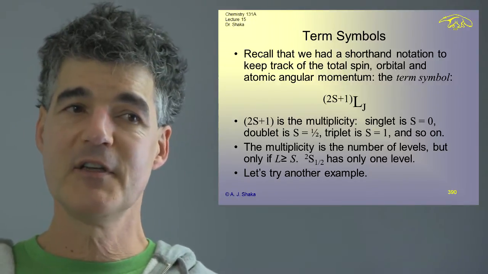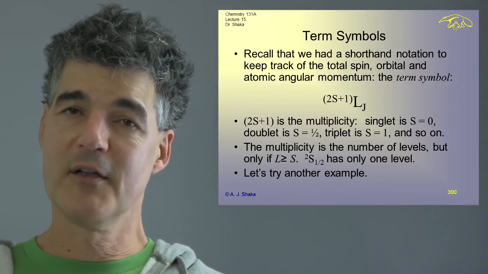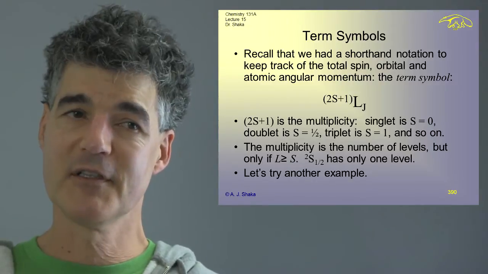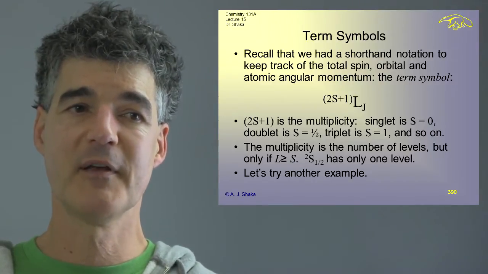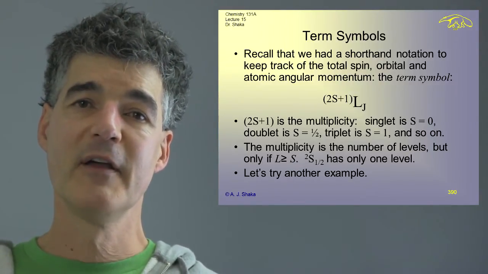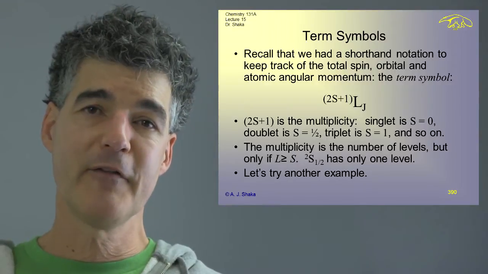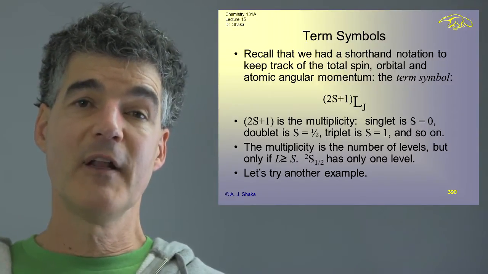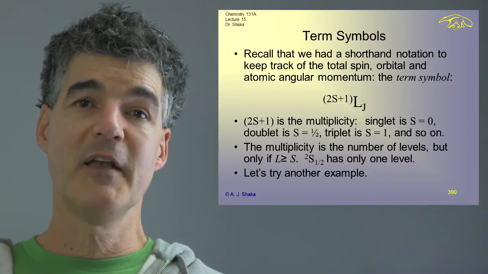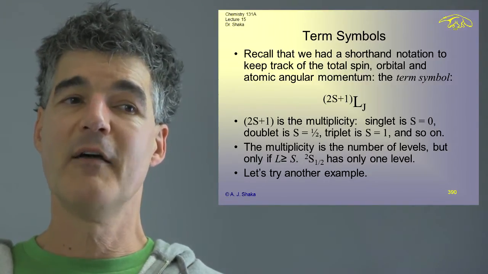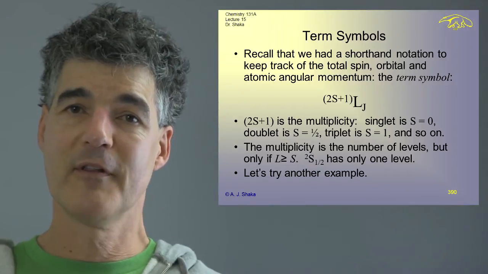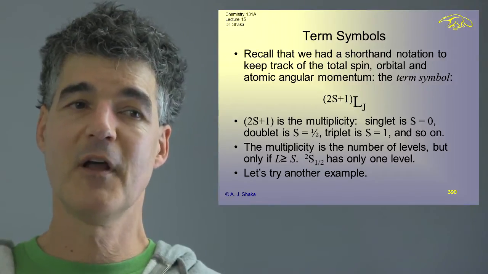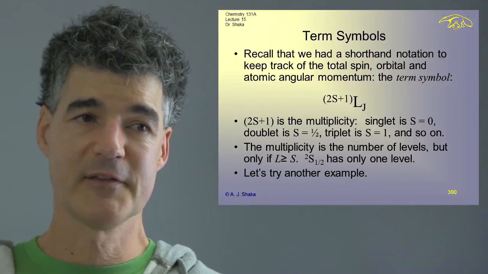So if S is 0, it's called a singlet. If S is a half, it's a doublet. If S is 1, it's a triplet. However, if we have 2s 1/2, where L is 0, then it's not really a doublet. There's only one state because there's only one level there for the electron to occupy. So it's not really a doublet in that case.